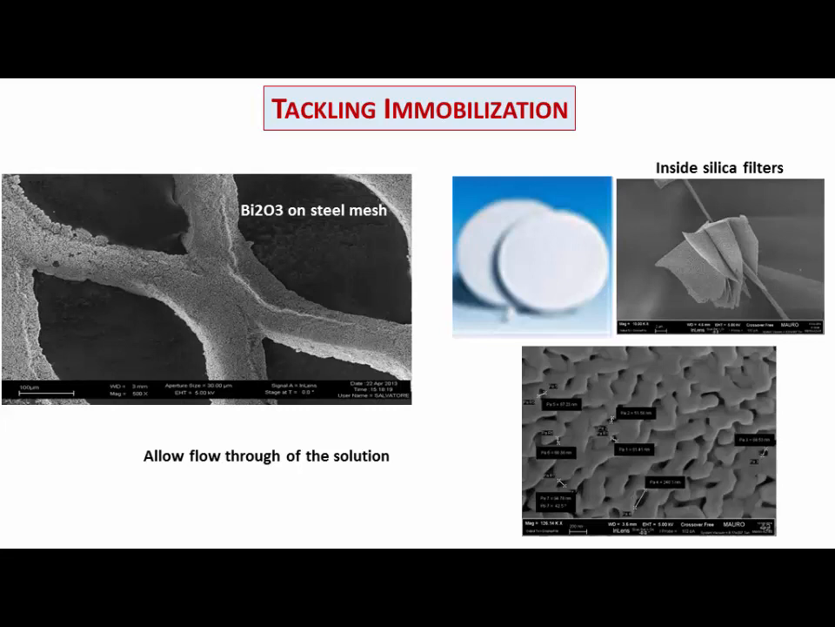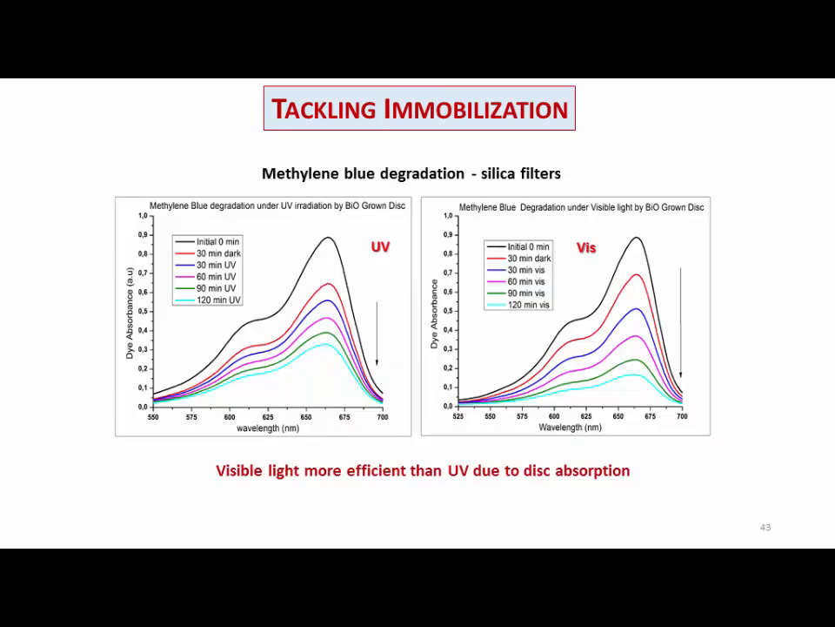You can grow inside silica filters. So a filter which is used for filtering water, you grow inside and you see that it works well. It works even better in visible than UV, because the filter is absorbing UV, not absorbing so much visible.